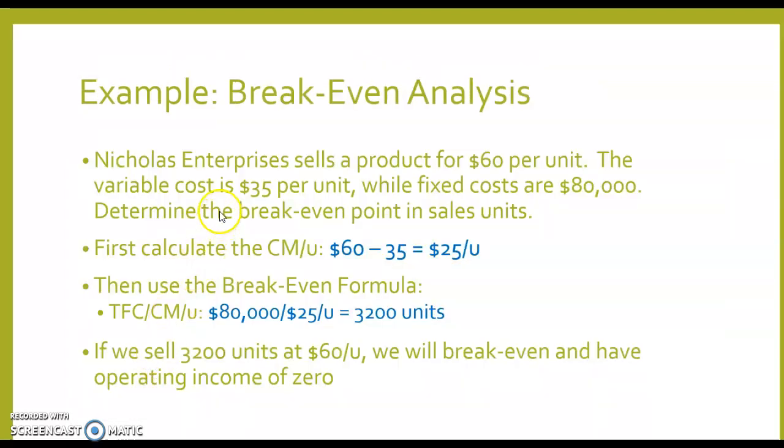Okay, here's another example. Nicholas Enterprises sells a product for $60 a unit. Variable cost is $35. Fixed costs are $80,000. So first we calculate the contribution margin per unit, which is the 60 minus the 35. That equals $25 per unit. Then we can do the break-even formula, which is the total fixed cost of $80,000 divided by the contribution margin per unit, which is $25. 80,000 divided by 25 is 3,200 units. So if we sell 3,200 units, we can break even.